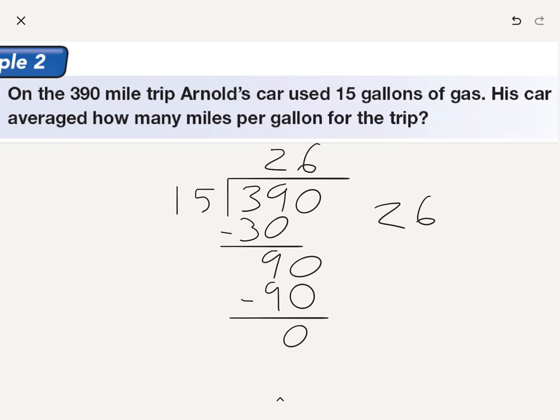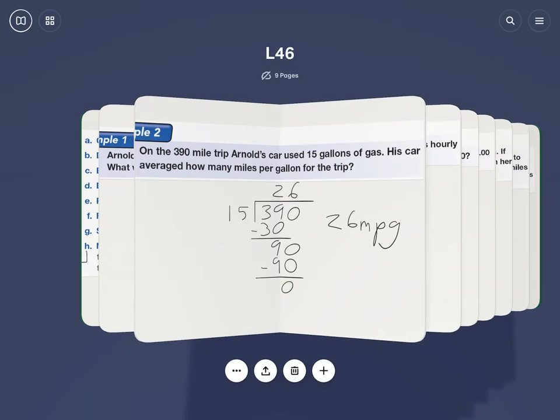No! Miles per gallon. So that would be an acceptable answer, and a great answer is to take the question and flip it around, or restate the question in the answer. So, his car averaged 26 miles per gallon. I accidentally wrote 26 gallons per mile. for the trip. Can I say Arnold's car?